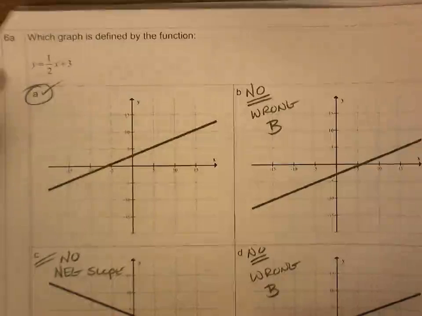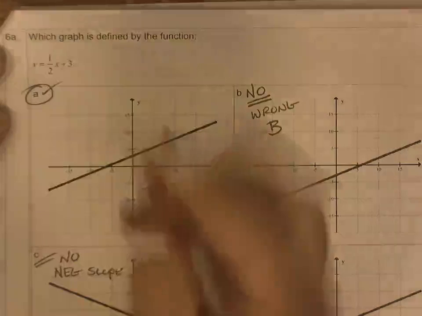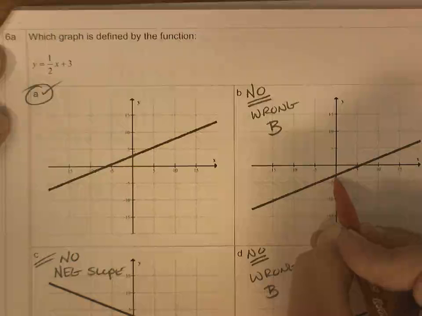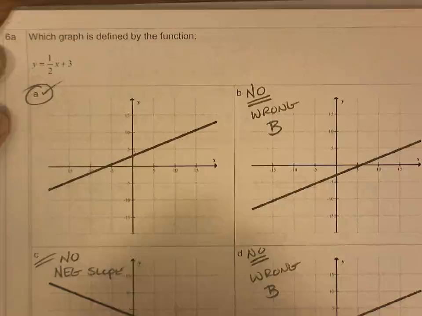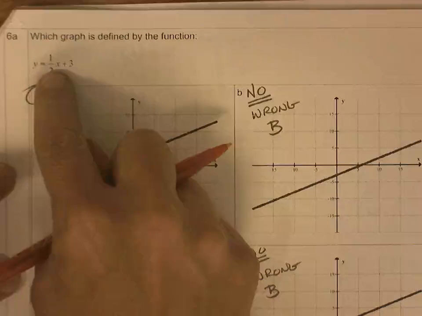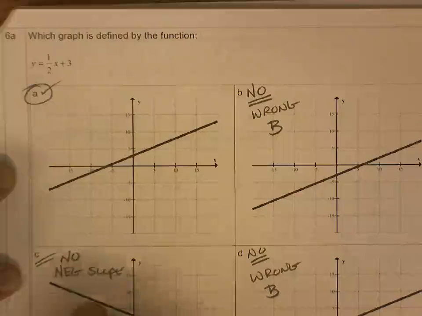Here we go. We have to match the graph with the function. Okay, this has an intercept at 3. That's a maybe. That's a no. The intercept's wrong. That's a maybe. That's a no. Okay, so it's one of these two. The slope is positive. The slope is positive. It's this one right here. This has a negative slope.